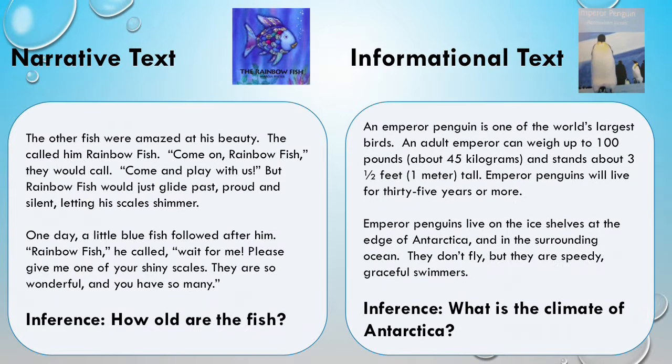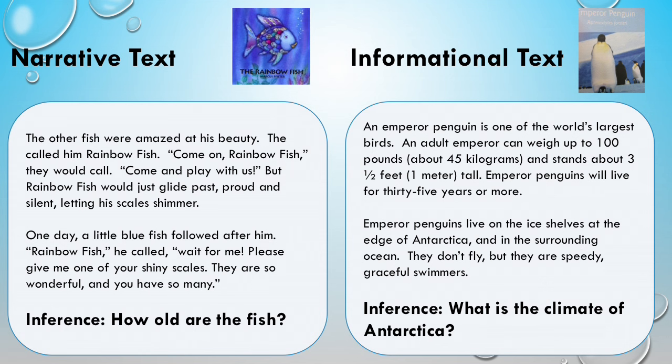So again, here's some narrative text and some informational text. Even in kindergarten with Rainbow Fish, there is some inferencing that's required. So how old are the fish? Well, if they say, "Come and play with us," that's kind of a clue. And even the way they speak, "Wait for me." You should be able to come to some conclusions and make some inferences about how old those fish are.